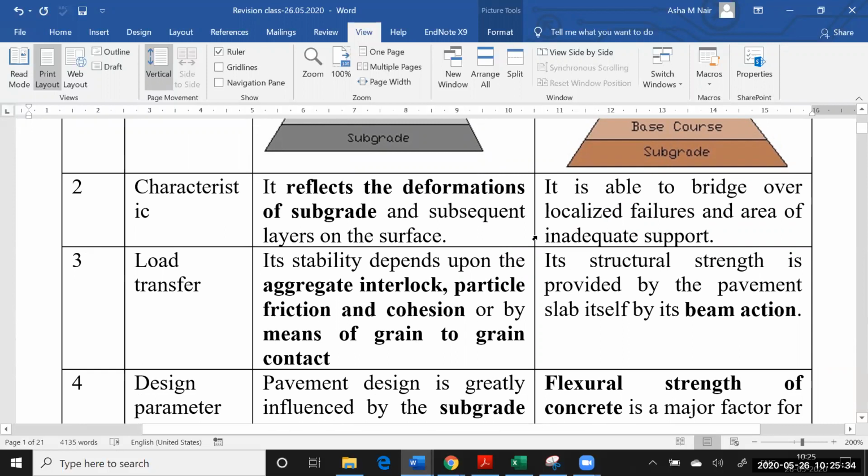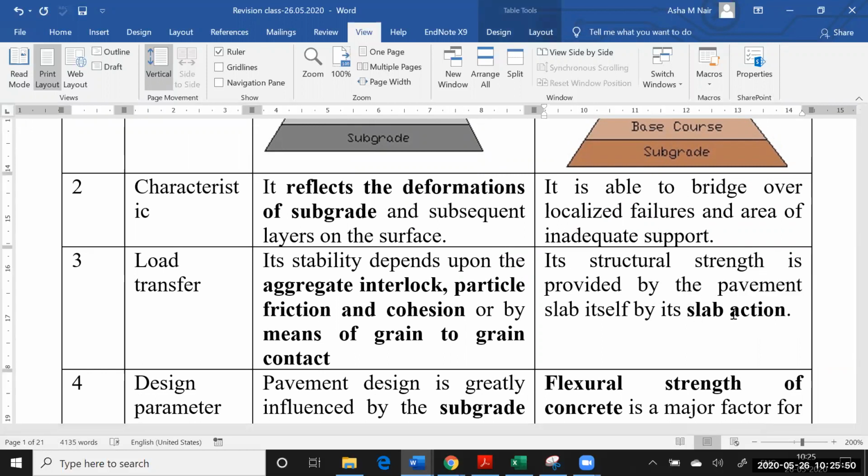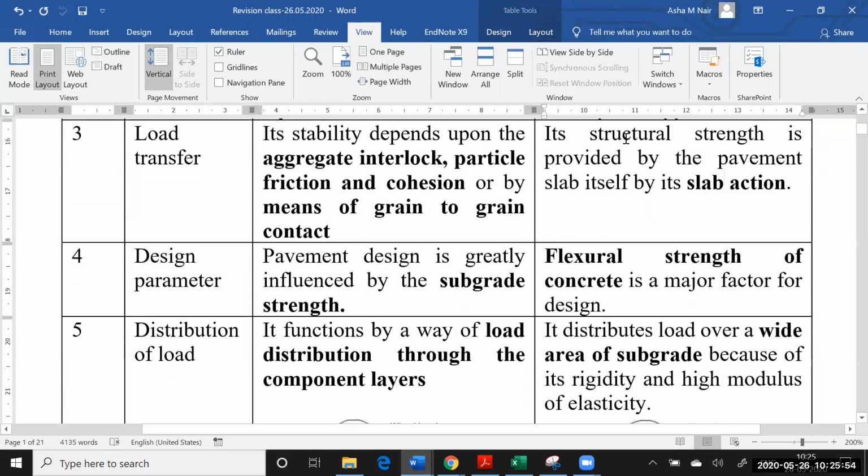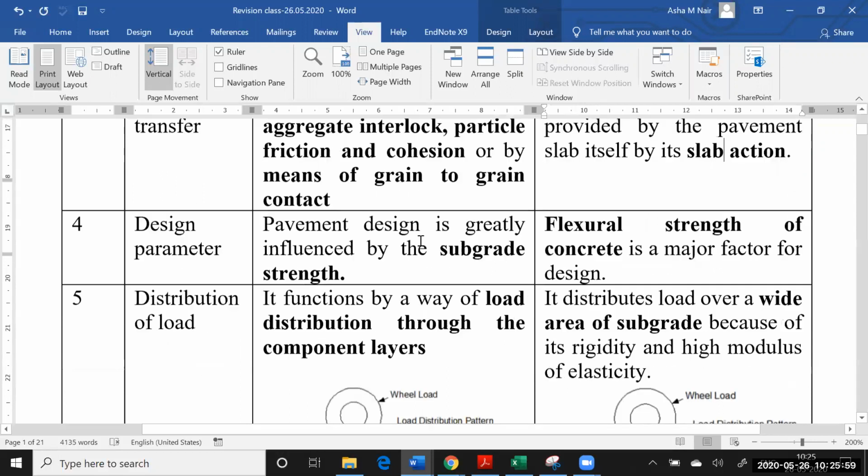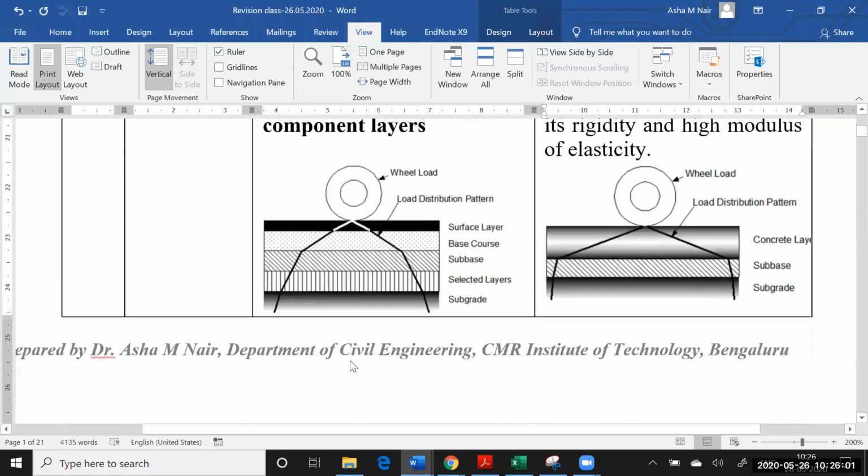support. Load transfer: its stability depends upon the aggregate interlock, particle friction and cohesion, and by means of grain to grain contact. Structural strength is provided by the pavement itself by its beam, or I will not put beam, I'll put it as slab action because it's more like a slab. And then design parameter, it is greatly influenced by the subgrade strength, and flexural strength is a major factor. The load distribution is by means of this pattern, that is a 45-degree, whereas in this case you can see that the load will be getting distributed in this pattern.